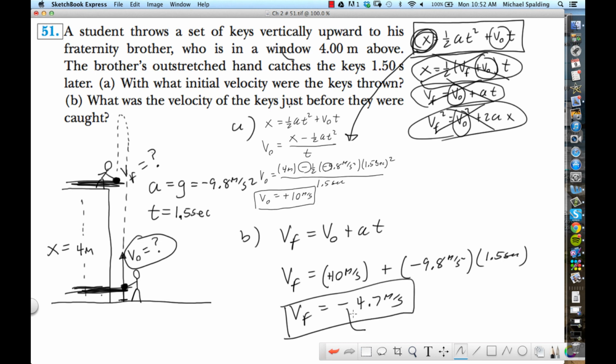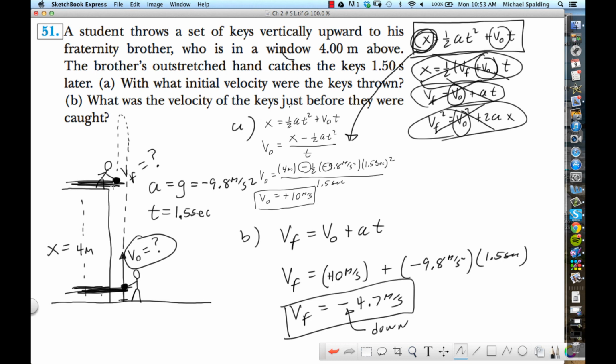What is this negative telling us? The keys are on their way down. At t equals 1.5 seconds, the keys are on their way down, which means that they must have gone up and back down. Does that make sense?